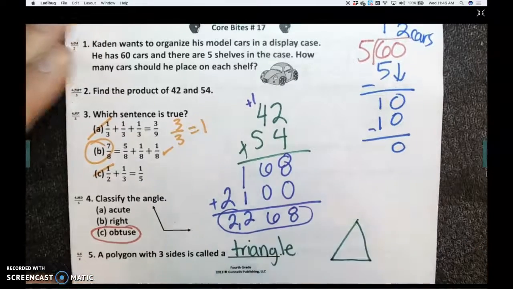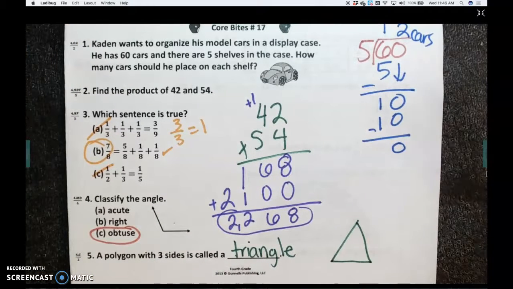Triangle. All right, guys, make sure you make your corrections.